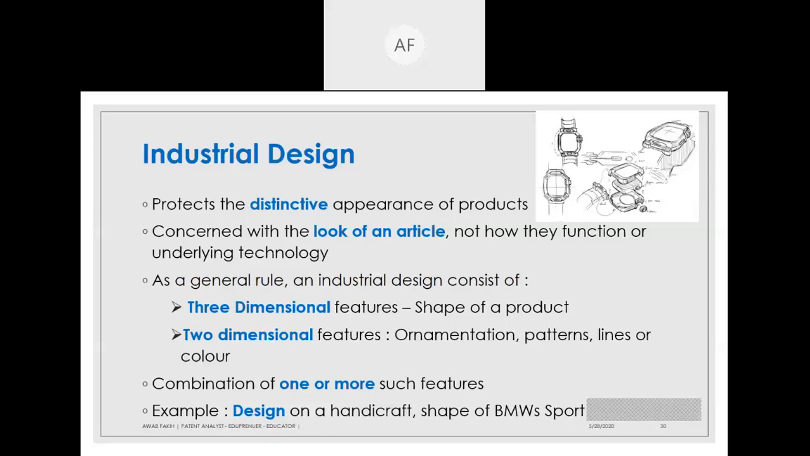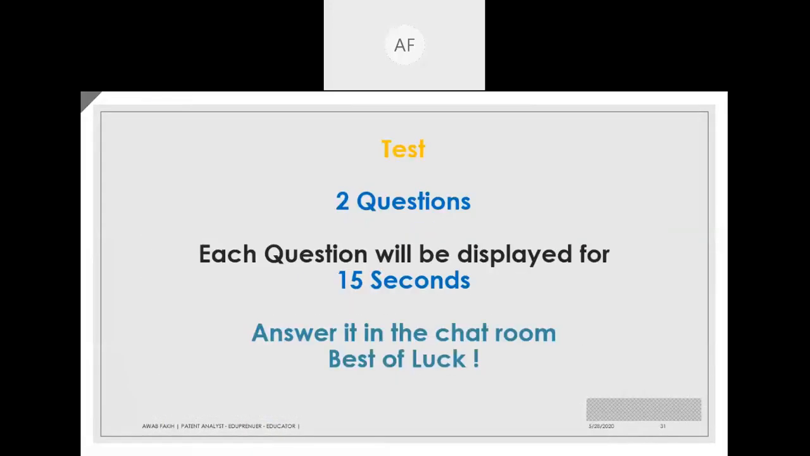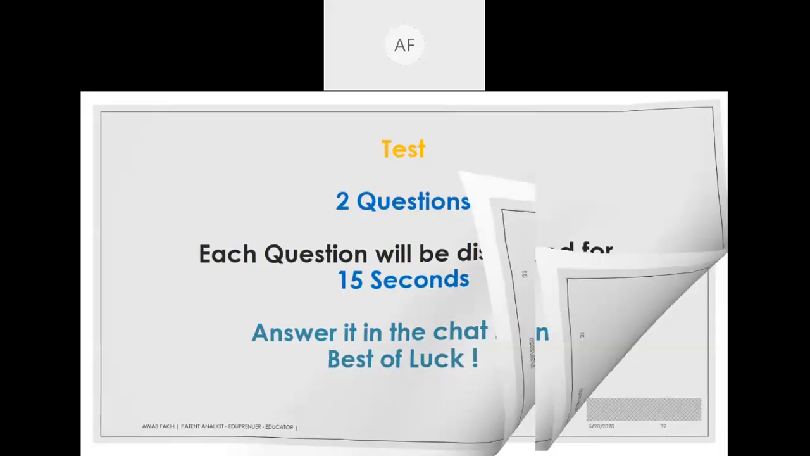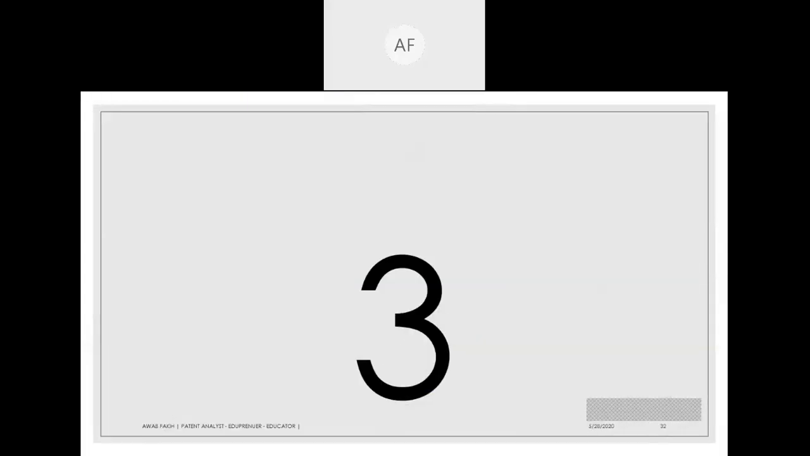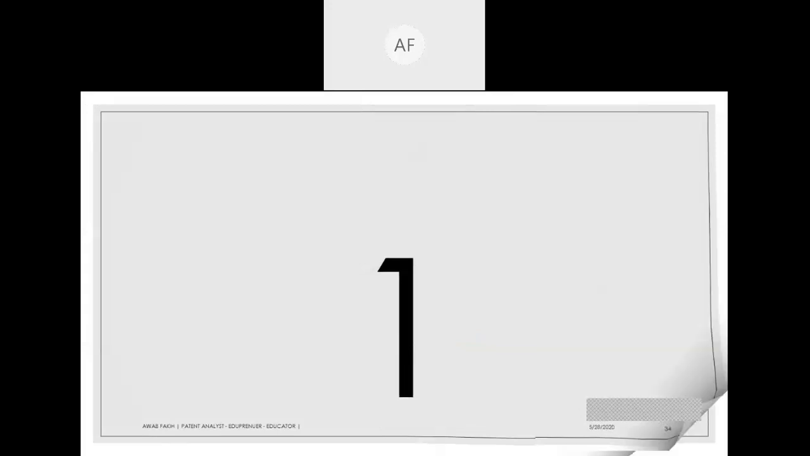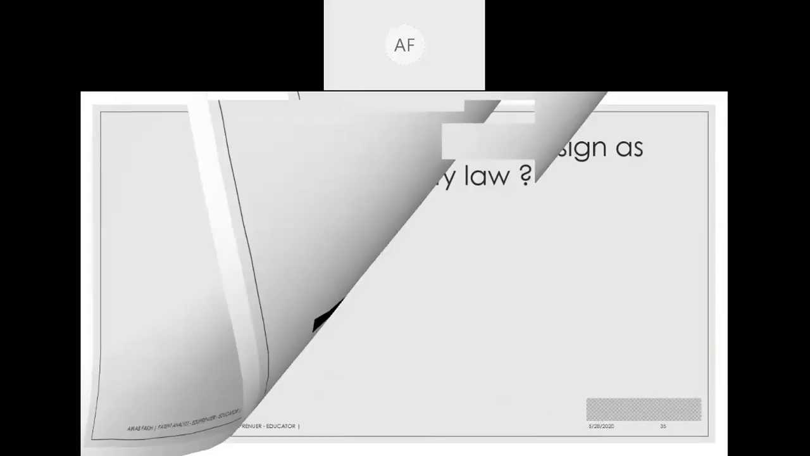With the brief overview about industrial design, let's go to a few MCQ questions on industrial design. You will be having two questions over here. Every question will be displayed for 15 seconds, so you can answer in your chat room. Question number one, what is your answer? Question number two, what is your answer? You have to answer within that time, my dear colleagues. Okay, so let's go for industrial design. Best of luck. Here is your question.